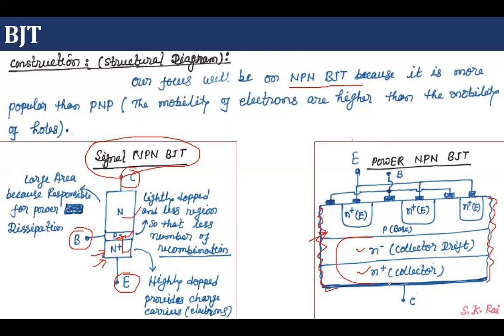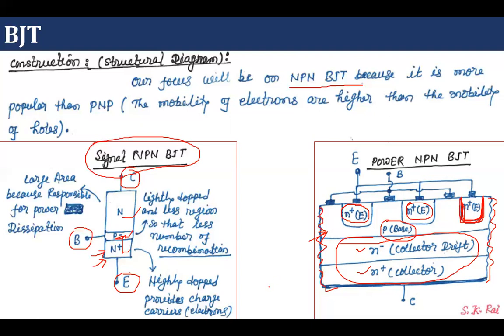That means the total area is N type. Here it is P type, which is behaving as a base, and this again N type, which is behaving as emitter terminal. So within the P region, we have so many wells like this, and thousands of wells will be within one semiconductor power BJT, power NPN BJT, and all these are making or increasing the device capability.